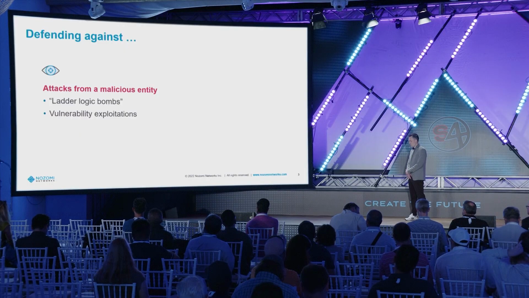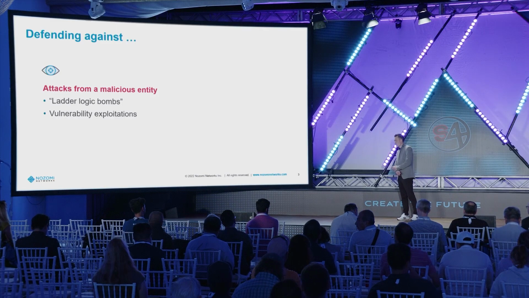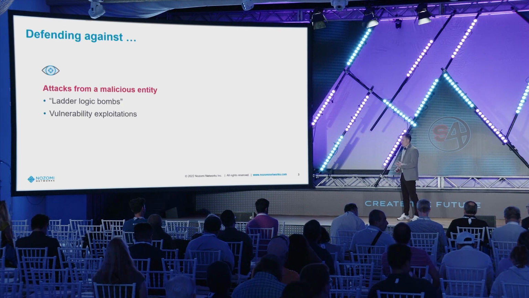So why are we interested in this? Well, because there are several actors that might impair the correctness of the code. One of them you know very well. It's attackers from malicious entities, so like ladder logic bombs, so the injection of some malicious code and the concealment of that in such a way that at some point it will trigger and cause an inconsistency, or the vulnerability exploitation.